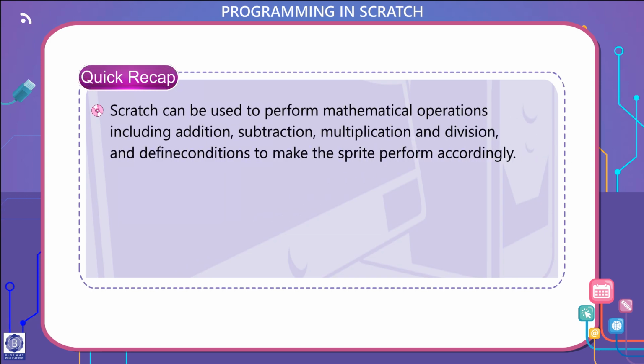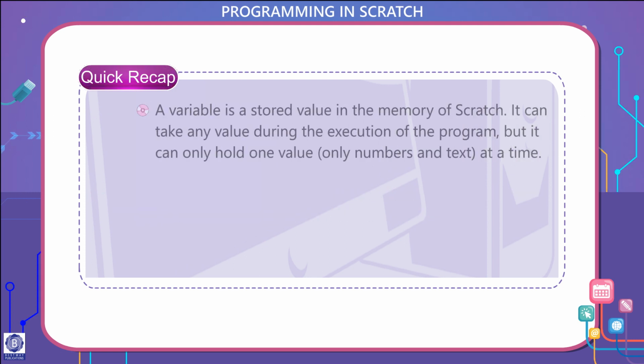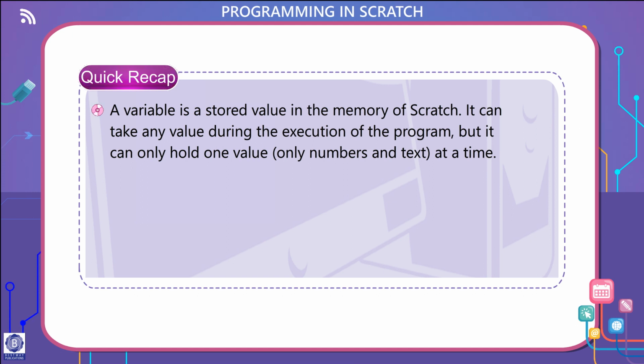Quick recap. Scratch can be used to perform mathematical operations including addition, subtraction, multiplication and division, and define conditions to make the sprite perform accordingly. The sensing category in Scratch contains blocks that can detect the keyboard and mouse input while running the script. A variable is a stored value in the memory of Scratch. It can take any value during the execution of the program, but it can only hold one value, only numbers and text at a time.